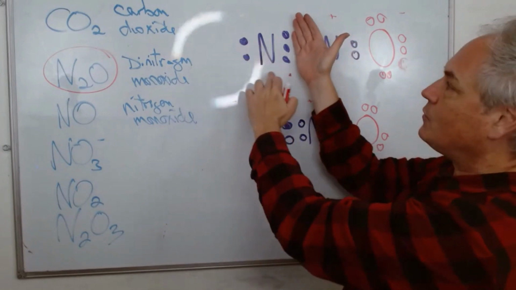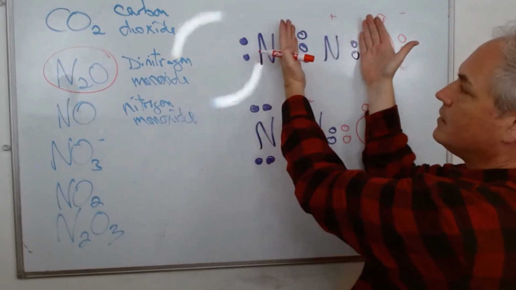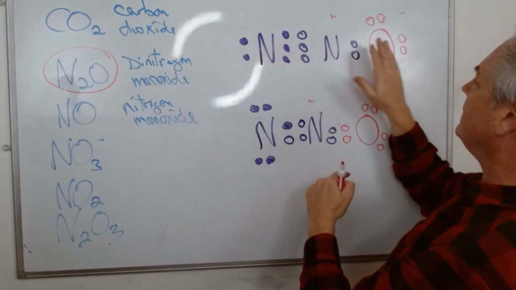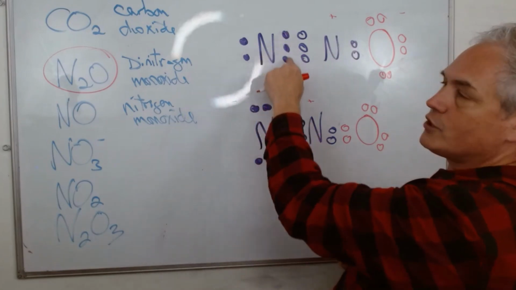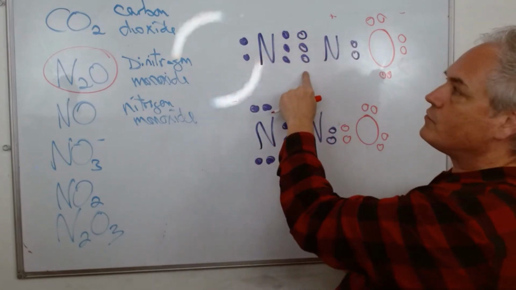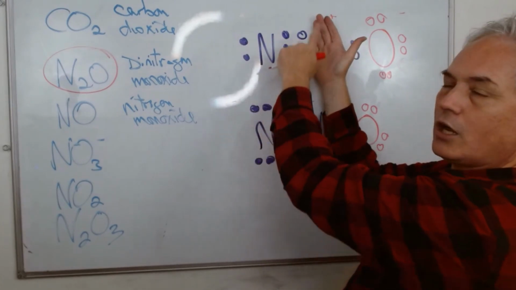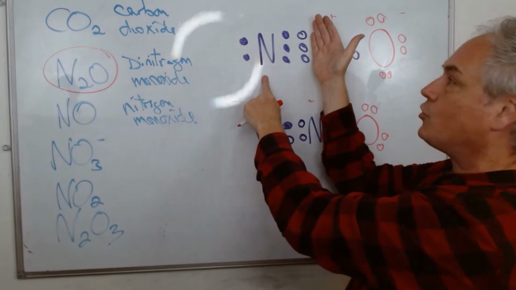We have a nitrogen here with 5 valence electrons, and oxygen with 6 valence electrons. That works well. This nitrogen shares 3. This nitrogen shares 3. That means that we have 8 valence electrons. It's happily the octet. This idea of having 8 electrons on the outer shell works.